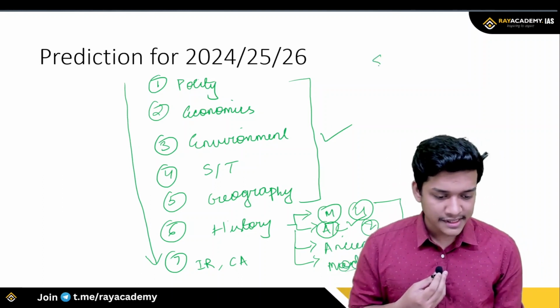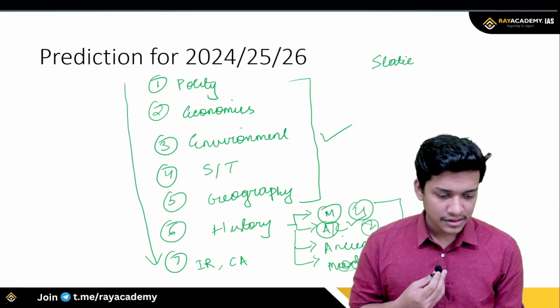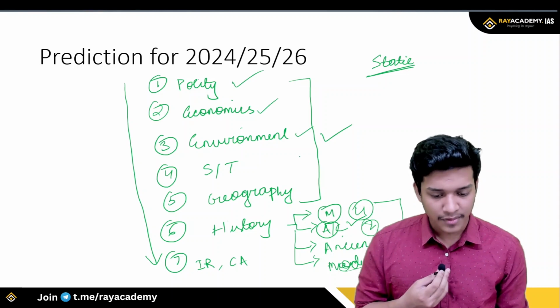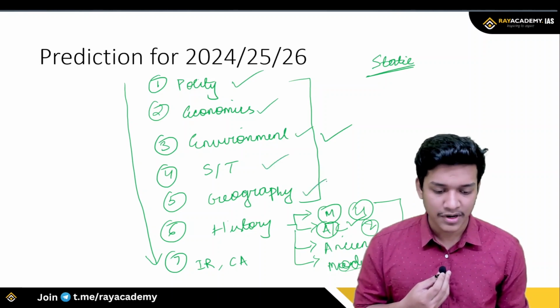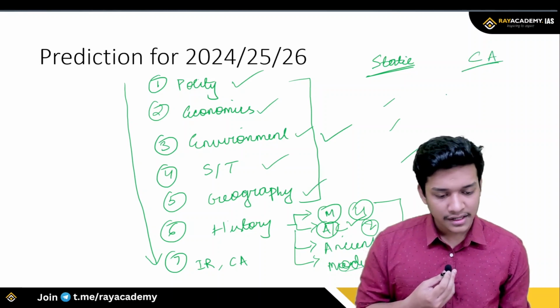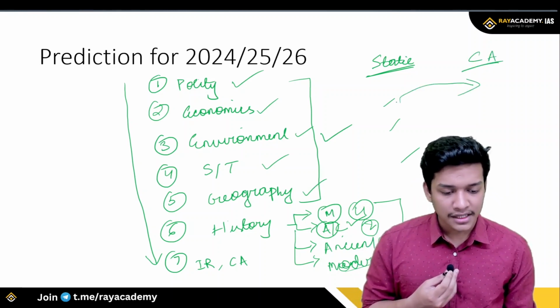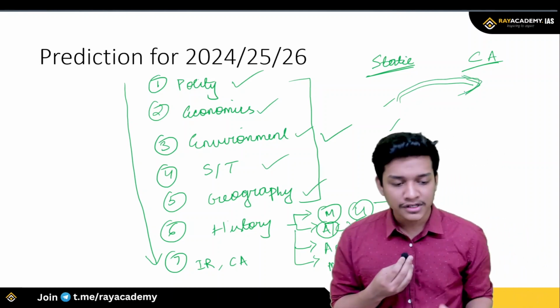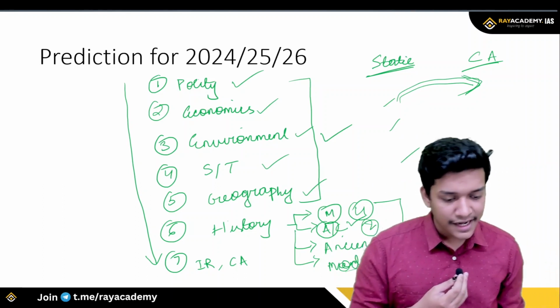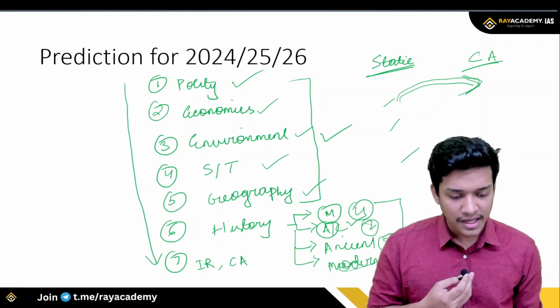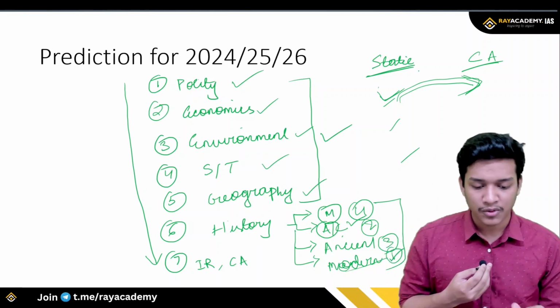First, you have to prepare the static part of polity, then the static part of economics, then the static part of environment, then the static part of science and tech, then the static part of geography. After completing the static part, move to current affairs so that you can link it properly. You can link the static part to the current affairs, and you have a better holistic understanding of what is going on in the recent trend and how the current affair is moving on, and you can trace the path if you know the static part properly. So try to make your static part as strong as possible.